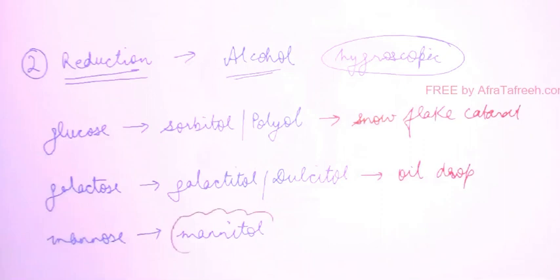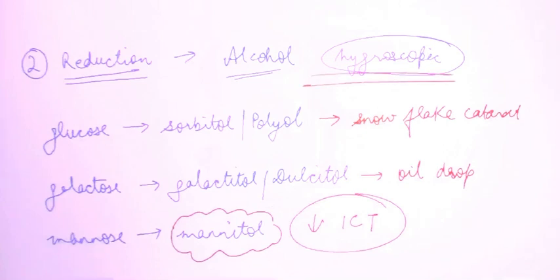And the use of mannitol: you know that mannitol is used to reduce intracranial tension, again because of its hygroscopic nature, because it will attract water also. So it will help in the reduction of intracranial tension. You can once see the picture of oil drop cataract and snowflake cataract. In case an image-based question comes, then you should be able to recognize these structures.